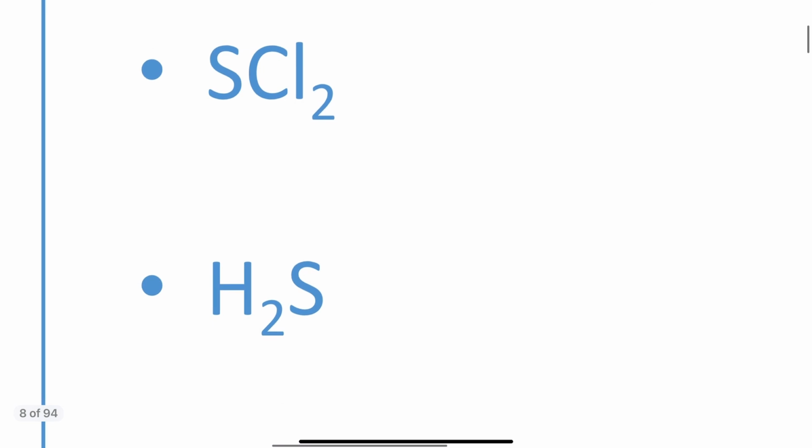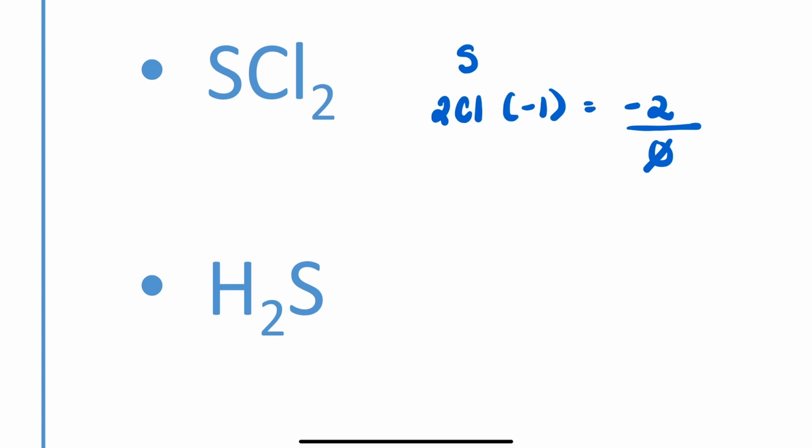What about SCl2? I've got sulfur and 2 chlorine. So chlorine is more electronegative than sulfur. Chlorine wants to be -1, overall -2. I need a 0 charge, which just means that sulfur must be +2.